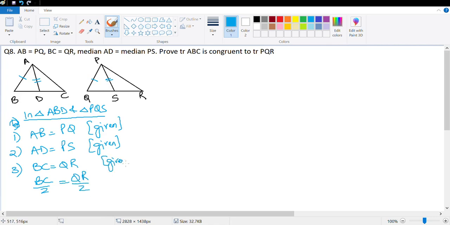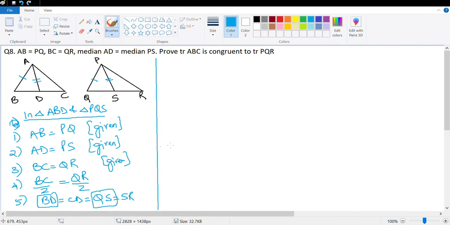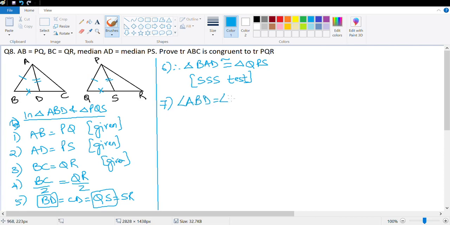What this means is BC upon 2 should be equal to QR upon 2. This is given. And what this gives us is BC upon 2 is equal to BD, which is equal to CD, which is equal to QS, which is equal to SR, right? So what we have got is BD is equal to QS. So point number 6, therefore triangle BAD is congruent to triangle QPS by SSS test. Half of BC is equal to half of QR, which means these two are equal. Now what this gives us necessarily is angle ABD is equal to angle PQS, which is CPCTC.